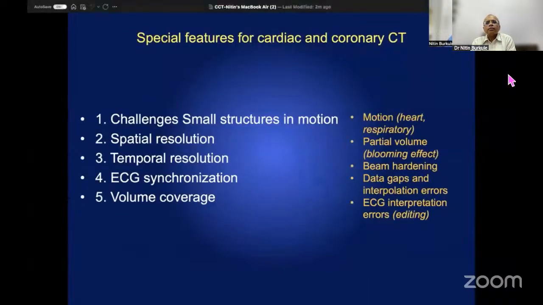So what are the special features of cardiac CT or the coronary CT? First is that the challenge is that we are looking at small structures, the coronaries, which could be anywhere from 2.5 to 3 millimeters. We need a very good spatial resolution so that we get data as good as the fluoroscopy. Secondly, you need a very good temporal resolution because the coronaries are constantly moving with the cardiac cycle. We need a very good ECG synchronization, and the way the CT captures the images, we have to cover the entire volume data set of the heart from the base to apex.